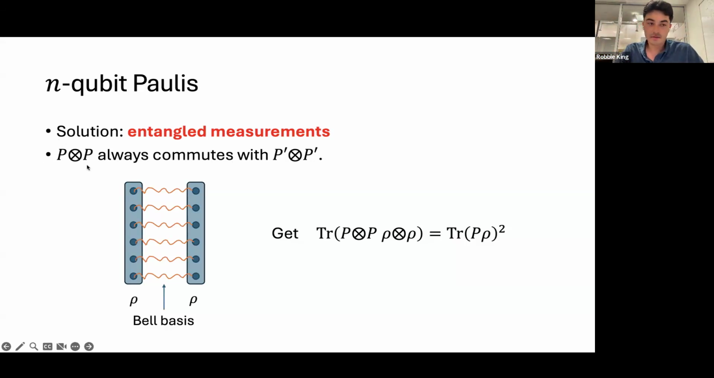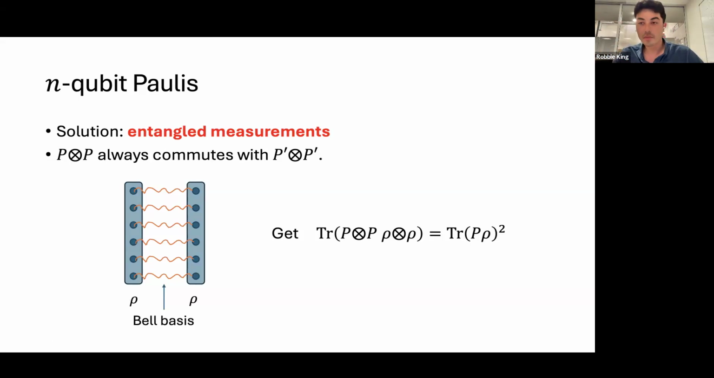So the key insight is that Paulis, when they don't commute, they anti-commute, which means that if I braid 2 Paulis, I get a minus sign. So what this means is that on 2 registers, P tensor P always commutes with P' tensor P', because I'll braid the first 2, I'll get a minus sign, I'll braid the second 2, I'll get another minus sign, and they cancel out. So the set of operators P tensor P on 2 registers is a mutually commuting set of operators.